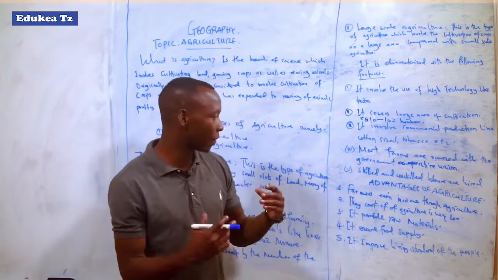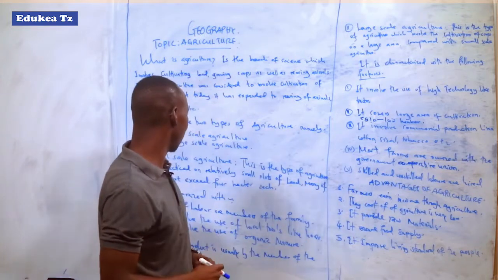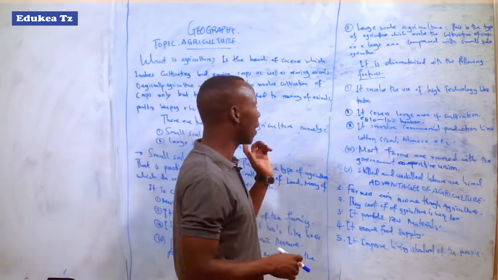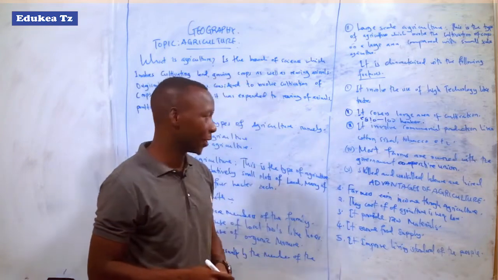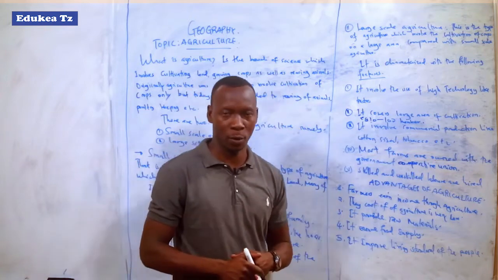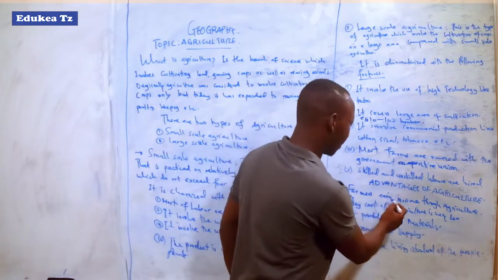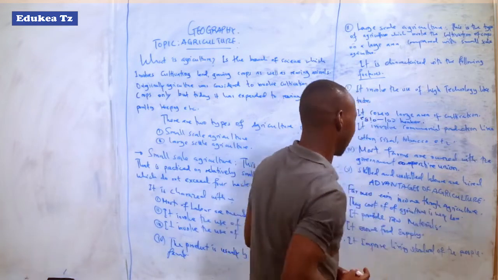So my dear students, after looking at this introduction of agriculture, types of agriculture, and features of both the large-scale and the small-scale agriculture, now let us see the advantages of agriculture in general in the world or in the country. First, farmers earn income through agriculture.